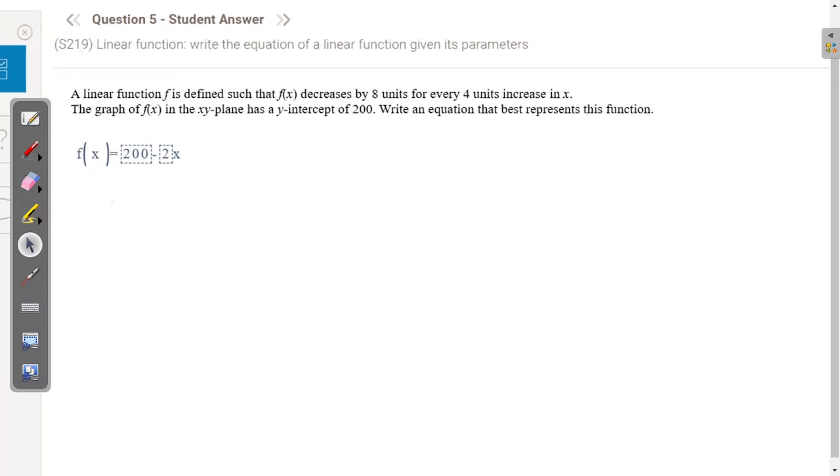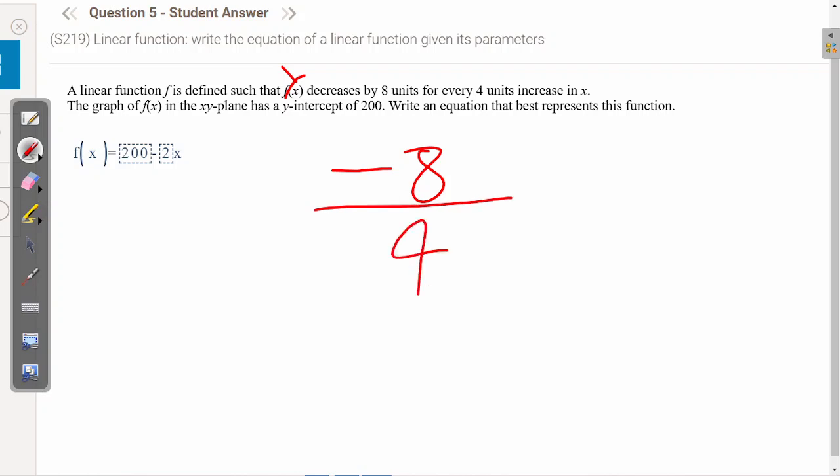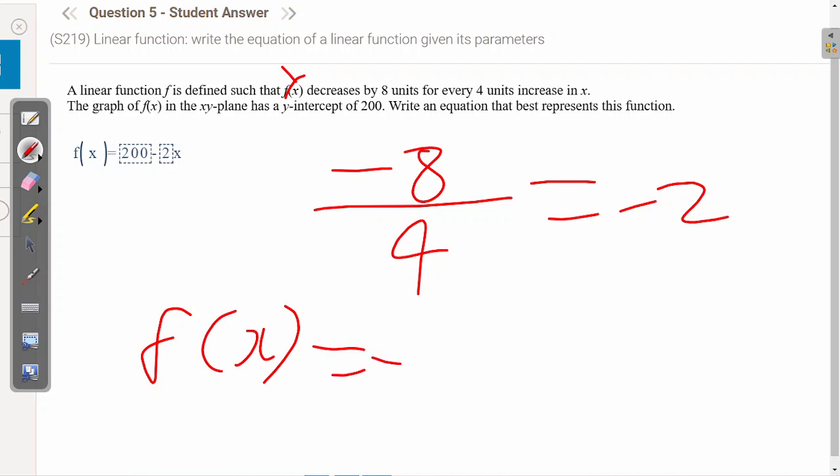Okay, for this slope, again it's y2 minus y1 over x2 minus x1. So it's the y above. If x increases by 4, y decreases by 8. So negative 8 because decreases, over 4. It's the y over the x. So it's negative 2. That's the slope. So f of x equals negative 2x. The y-intercept is 200. So plus 200. Here they just rearranged it: 200 minus 2x.